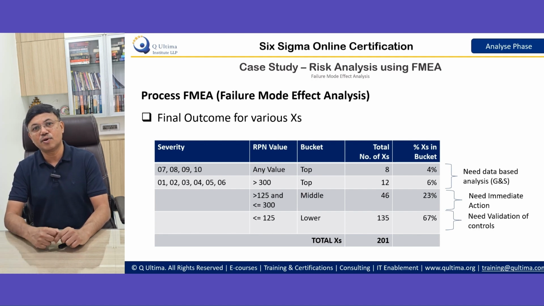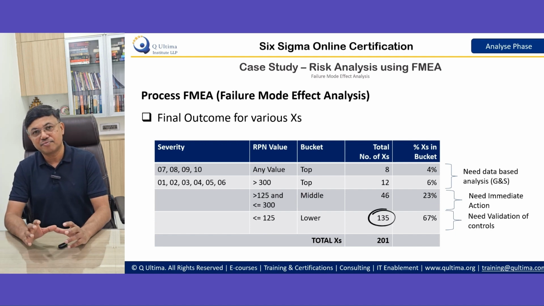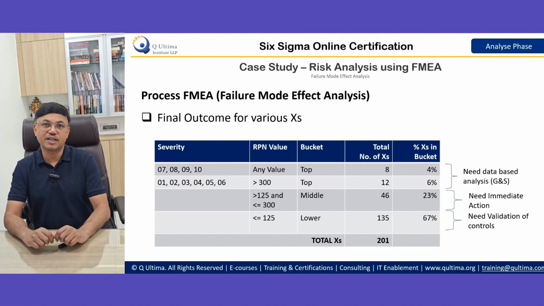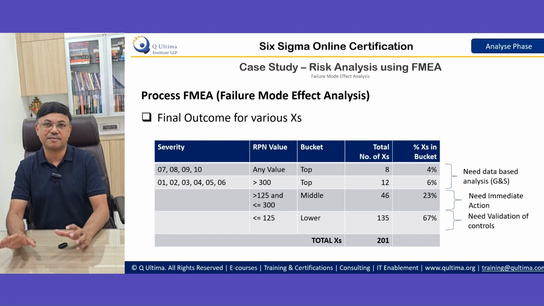Then comes the lower bucket X's, which are in this case about 135. We have to check the controls of these X's, so that whatever present situation we are able to manage, say for example, the present yield of 36%, it is because of these controls, and therefore these need to be checked that they are well in place.